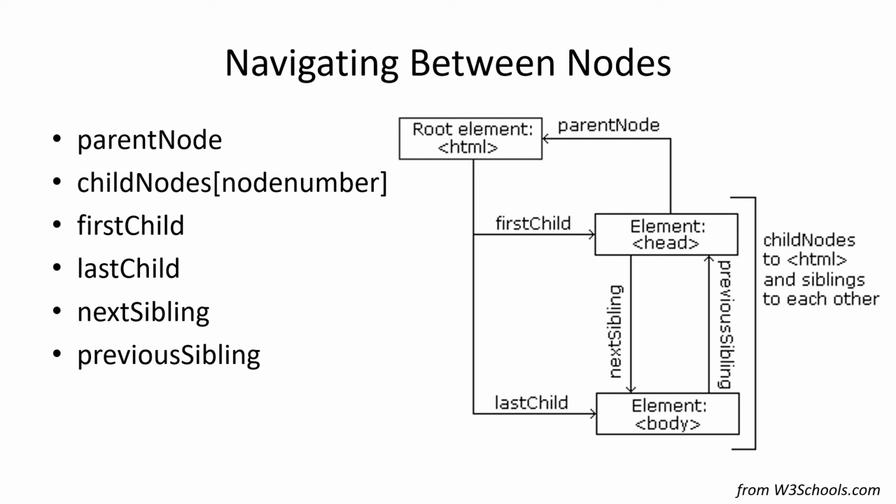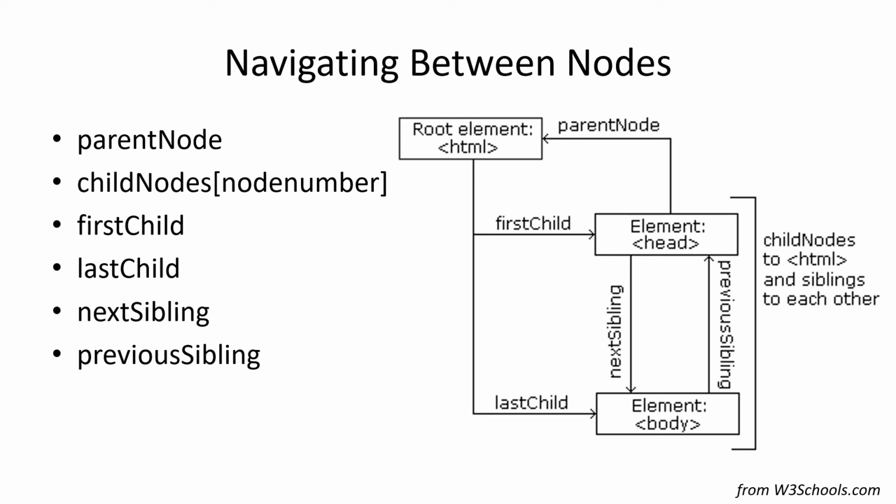Child nodes is something the parent can go down to. Of course, there may be multiple child nodes, so you can have a list of child nodes and you can access them as you would an array, specifying the number of it. So the first one will be 0 and the next one 1 and so forth. First child is a shortcut to child node bracket 0. And last child is a shortcut to the last one, the size minus 1.